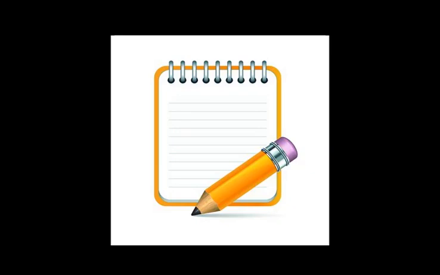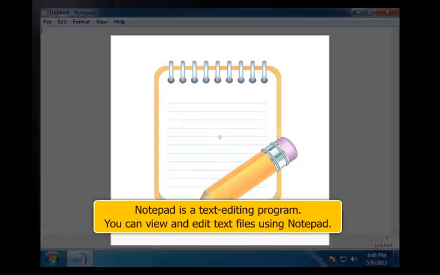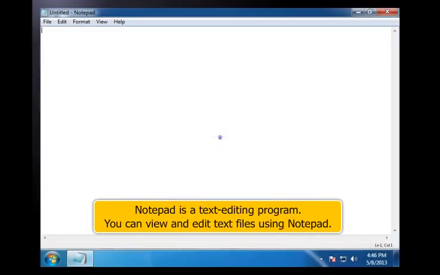Notepad. What do you do if you want to write someone's phone number and address quickly? Write. You write it on a piece of paper or on a notepad. Similarly, we can write name, phone number, any textual details and information on Notepad. Notepad is another important accessory in computer. Notepad is a text editing program. You can view and edit text files using Notepad.